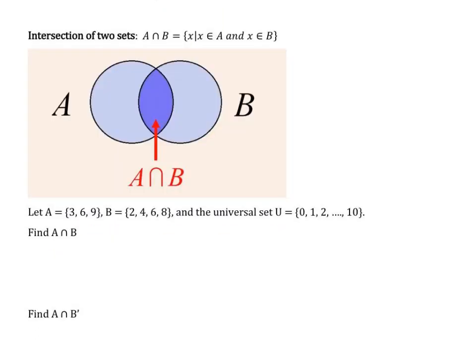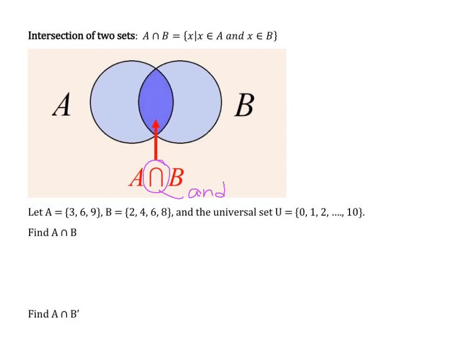Let's say we want to intersect two sets together. So let's say A intersect B. This symbol here means to intersect. So we want to find those things that are in A and also in B. So they're in set A and at the same time they're in set B. So what are those things they have in common?